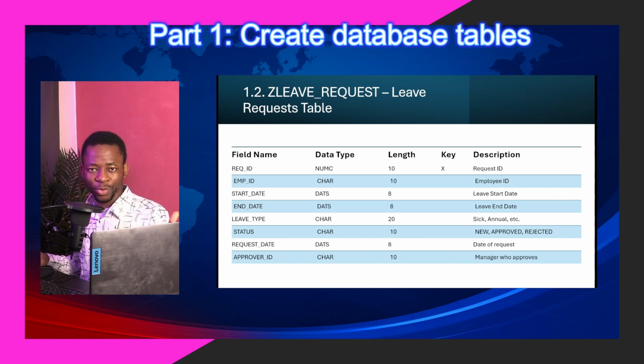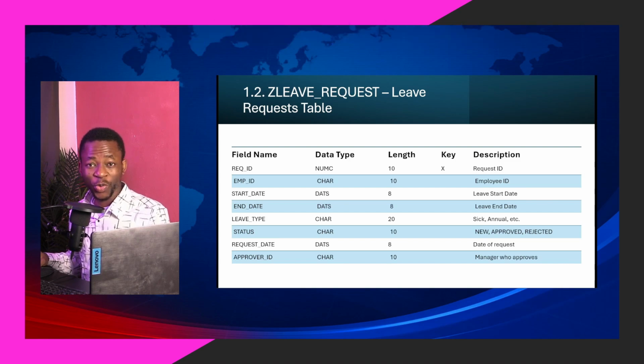So when creating this, we also need to create data elements and domains for fields like the status and the leave type, because if we need to create fixed values, then we need to create data elements and domains. Of course, I've created a video on how to create database tables. You can check the link that will pop up on the screen, and also in the description, if you want to know more about how to create database tables and be very proficient in this. And let's go ahead and create these 2 tables before we proceed.